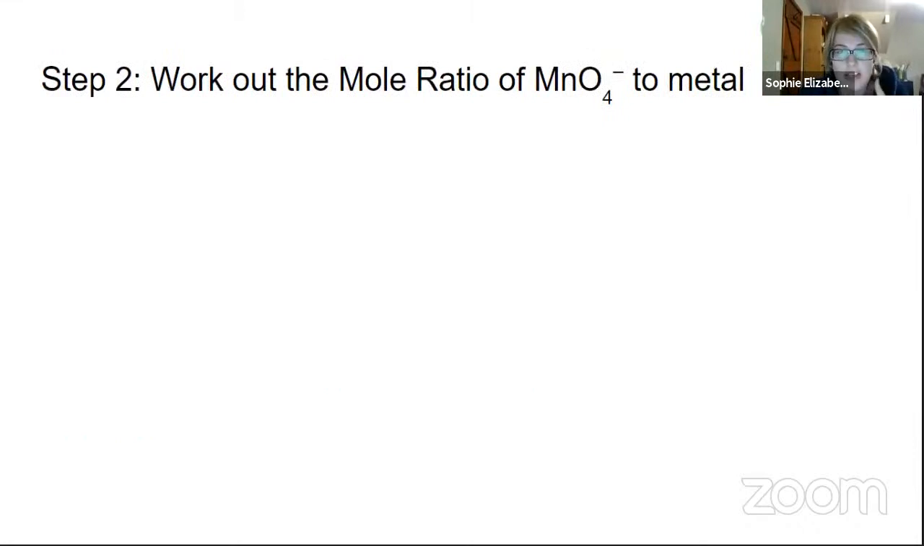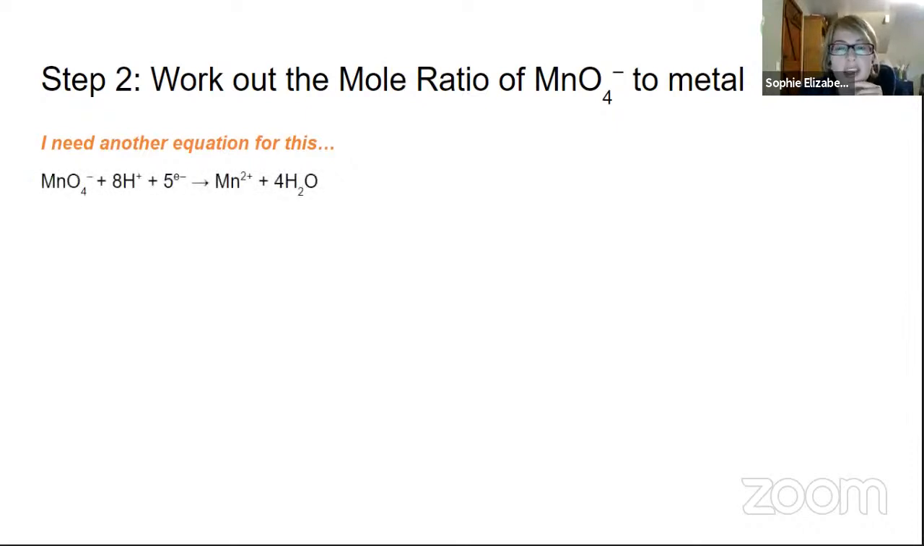You've got to work out your mole ratio. And again, it might be permanganate, it might be a completely weird, off-the-rocker species you've never heard of, but you'll know the concentration for it. And to do that, we need another equation. I'm going to just whiz through that.